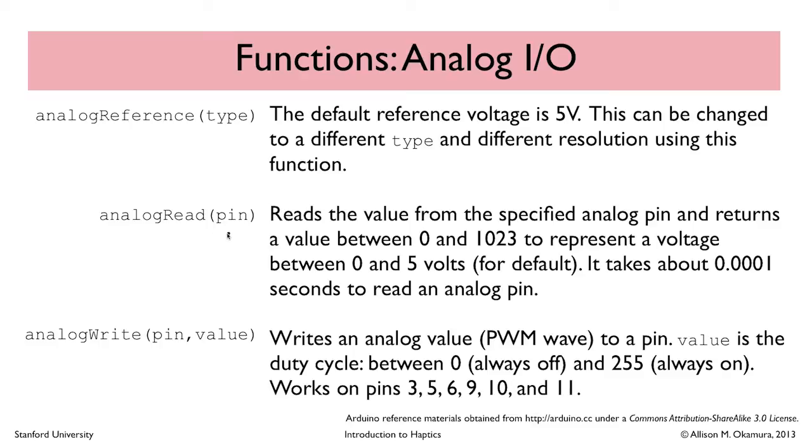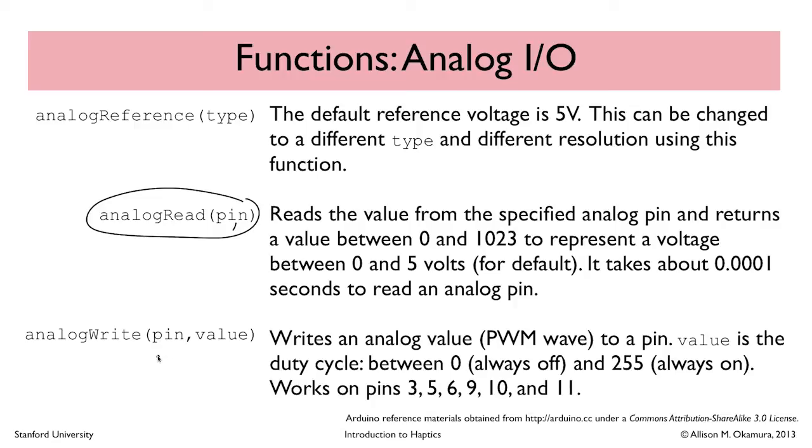The analog read function simply takes a pin on the Arduino, or in your case your HapKit board, and reads that value. It's going to assign it a value between 0 and 1023, and you should remember why this is the case from our lecture where we talked about binary numbers and analog input-output. And this will represent a voltage if you kept this default of between 0 and 5 volts. This happens actually quite quickly. It only takes 0.0001 seconds to read an analog pin. So you can actually read a lot of analog information quite quickly.